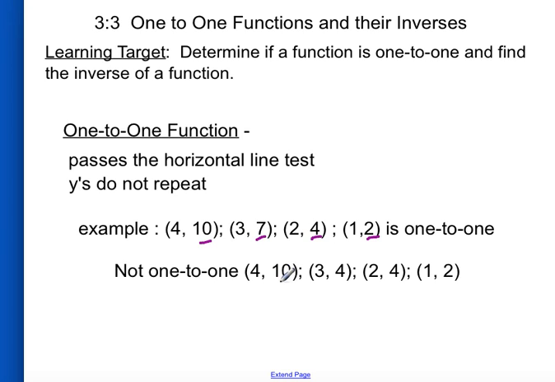Then the second example there, notice you've got 10 for a y, 4 for a y, 4 for a y, and 2. You have these two ordered pairs over here where the y's do repeat: you've got a 3, 4 and a 2, 4. So that one is not one-to-one.